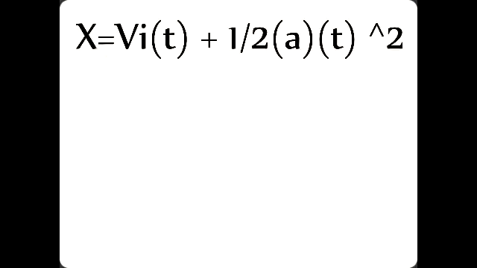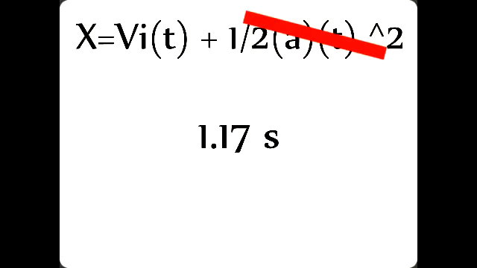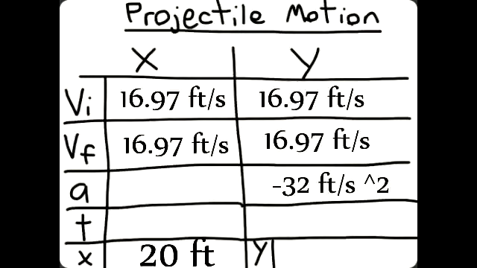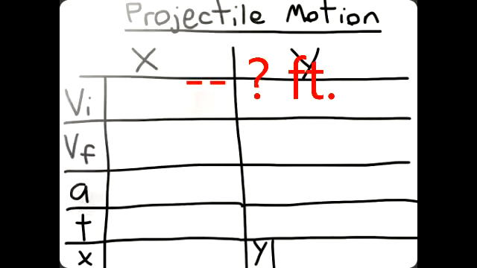We first need to find the time, which we do with the equation x equals Vi times t plus half a t squared. Since a in the x direction is 0, this half of the equation disappears, leaving x equals Vi times t. Solving the problem gives us a time of 1.17 seconds. This time now converts over to the other side, as time will not change in either direction. Now with the time in the y direction, we can solve for the peak height.